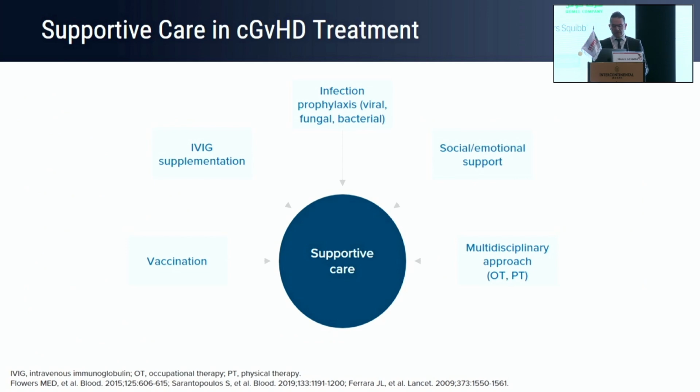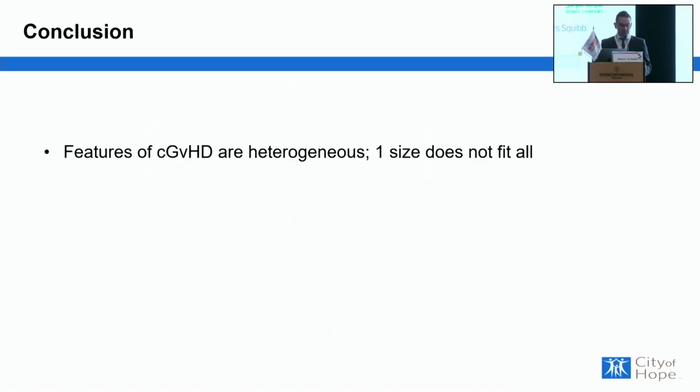Besides chronic graft-versus-host disease directed therapy, supportive care is very important in this population, as you all know. I'm just going to summarize that we have to be careful with vaccination, IVIG replacement, infection prophylaxis, social and emotional support, and a lot of physical therapy for lungs and joints.